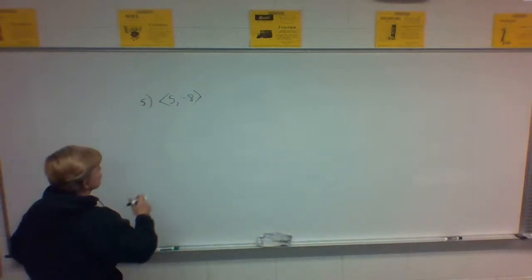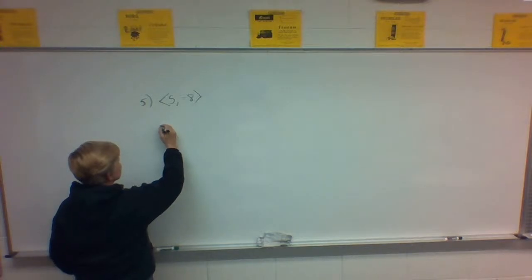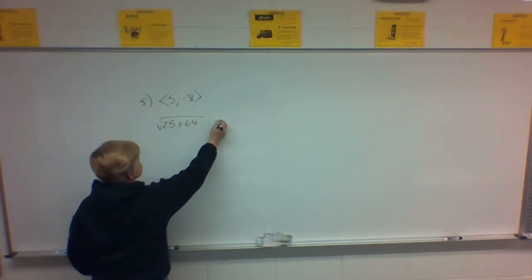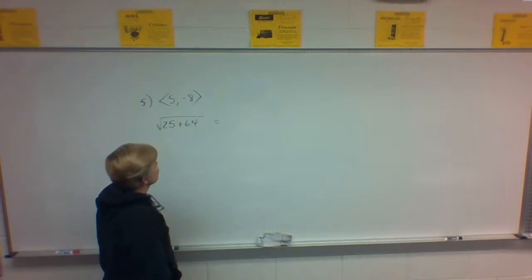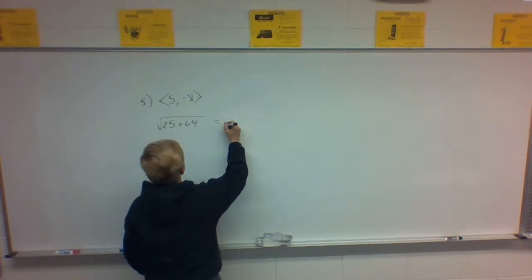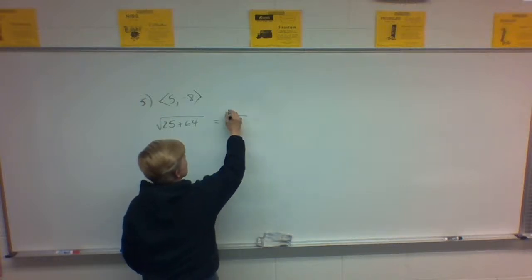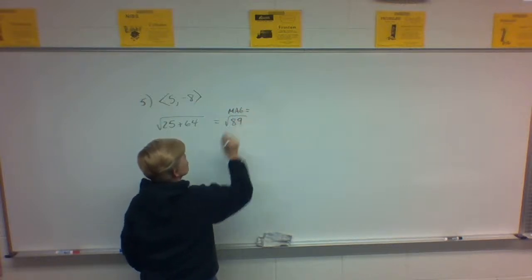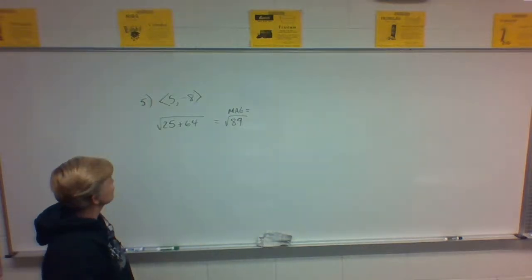So the magnitude of this vector is going to be the square root of 25 plus 64. You understand where that's coming from? And that is what? 89? Is that right? Yeah. Square root of 89. So you would write that. You would write mag equals square root of 89 in your answer blank.